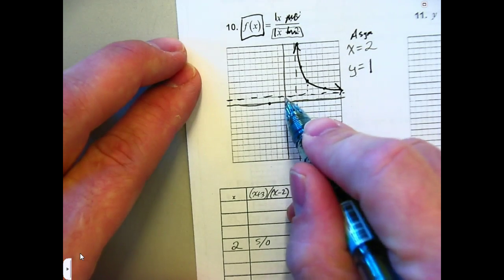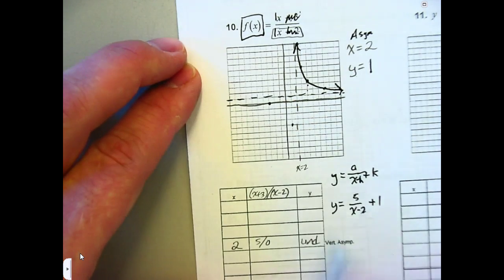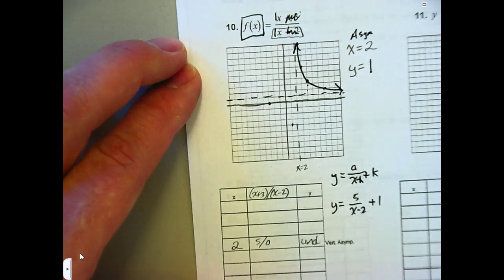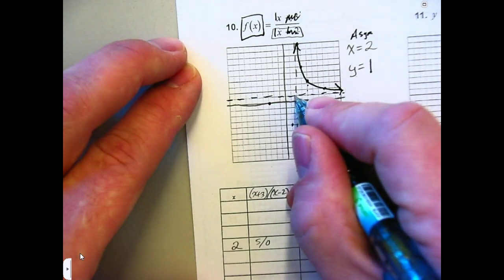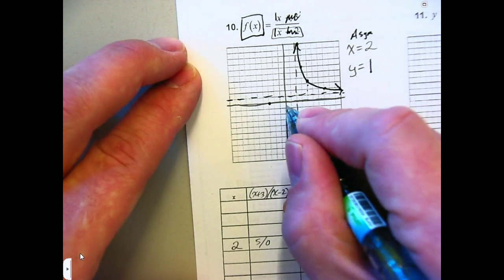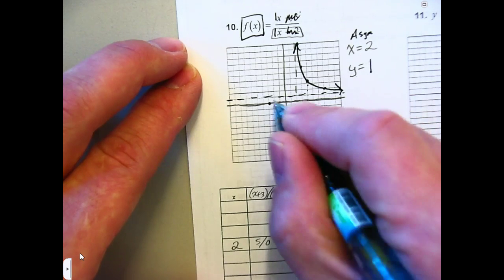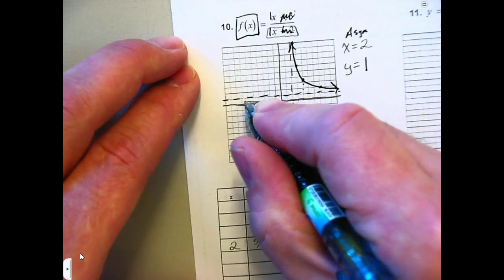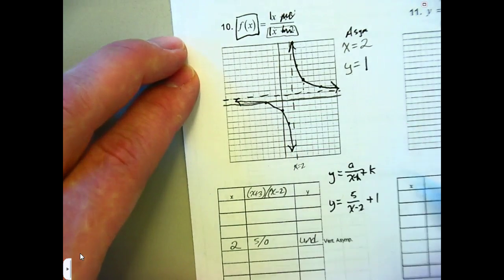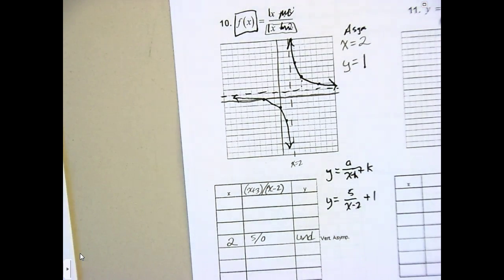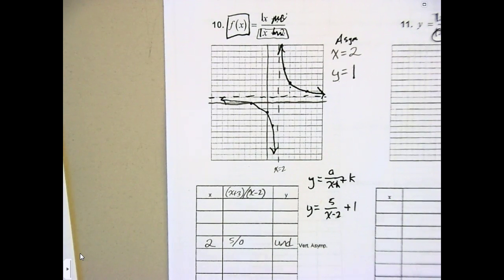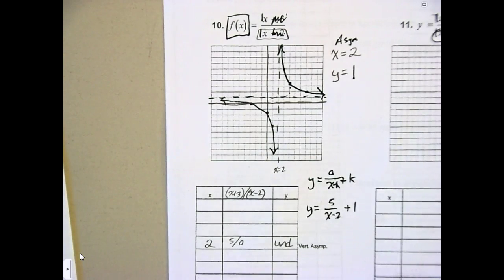You can do the same thing. You can put 0 in. When x is 0, that's negative 2. That's negative 5 halves plus 1 is negative 1.5. All right. I think you got it. Okay, that's what you're doing there.